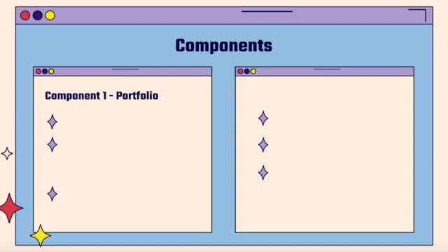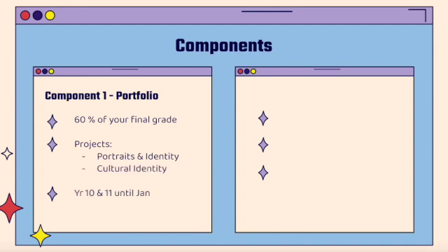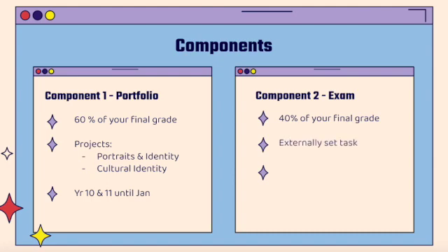The first component is your portfolio. It's 60% of your final grade. We will cover projects within that portfolio, and you will do this portfolio from year 10 until about January in year 11. We then, in around January, will be given the exam, and that's 40% of your final grade. It's externally set by Edexcel for our course. That includes a 10-hour, basically 2 days of school, practical exam.